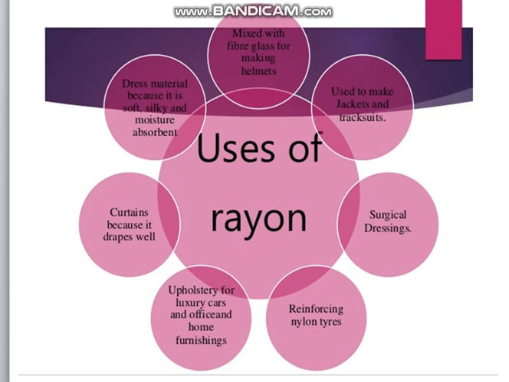Rayon is used for making jackets and tracksuits. Rayon is used for making surgical dressings. Why is it used for making surgical dressings like bandages and other things? Because it has a very high absorbing nature, so it can absorb fluid easily. That's why it is used in surgical dressing. It is used in reinforcing nylon tires. It is also used for making curtains and dress materials because it is soft, silky and moisture absorbent. So these are the various uses of rayon.